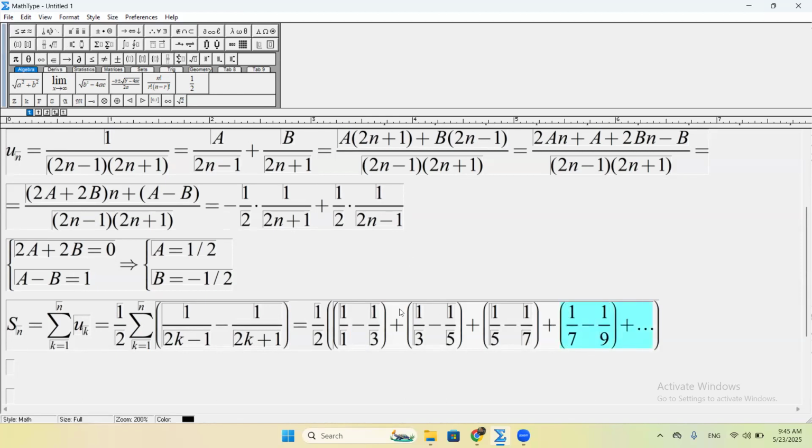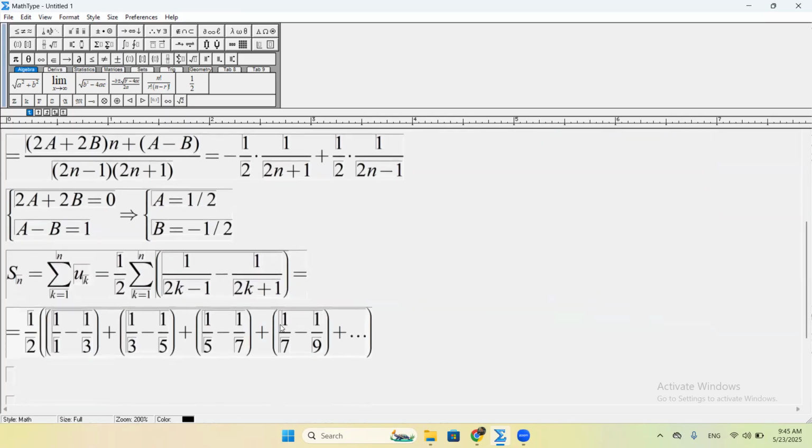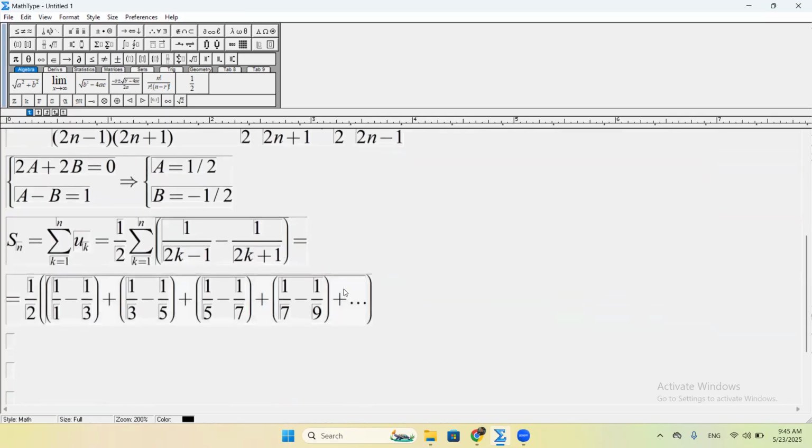Okay, let me write this bracket in another line. Okay, let me move to another line. So, continuing it with other indices.